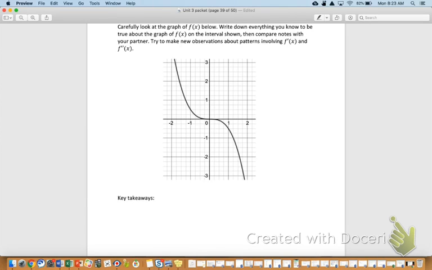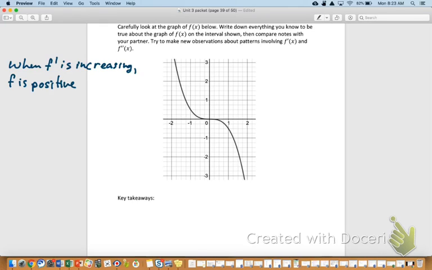Okay, I would love to hear what you all have to think. I'll just be sketching these things down, and then we'll do some key takeaways at the end. Hunter, what do you guys think? What'd you come up with? Came up with when f prime is increasing, f of x is positive. When f prime is increasing, f is positive.